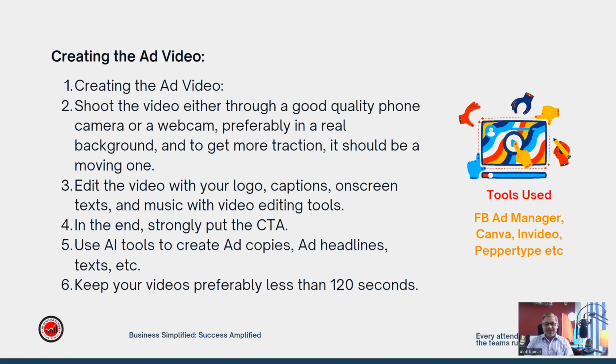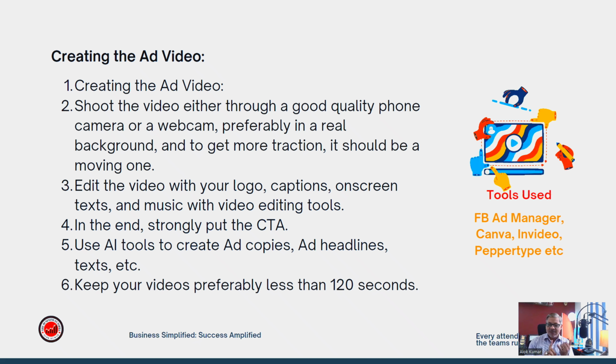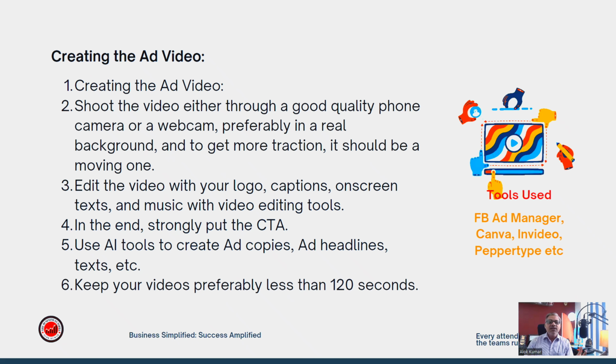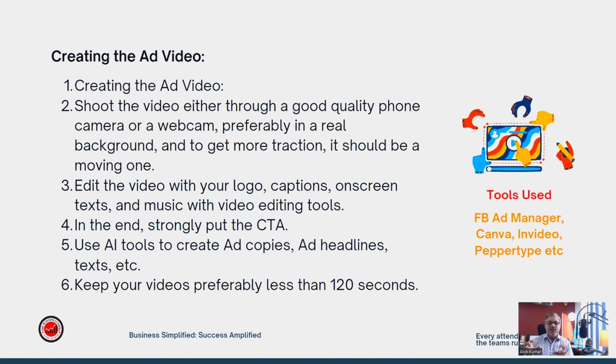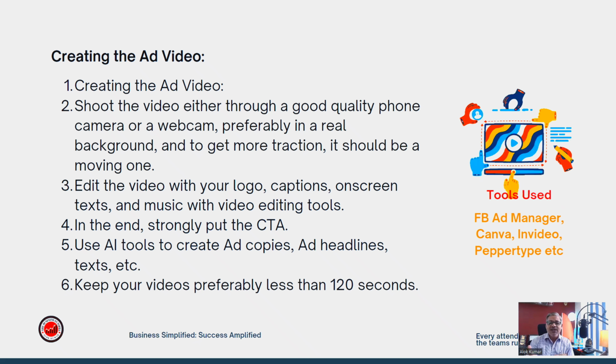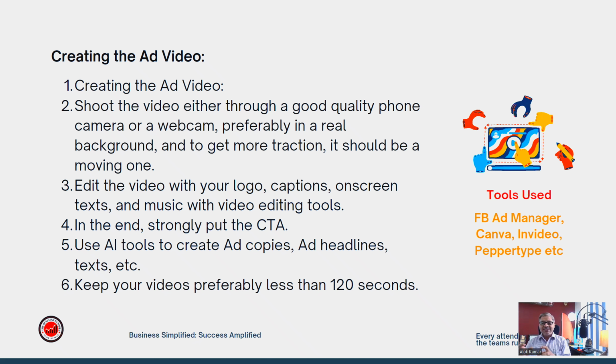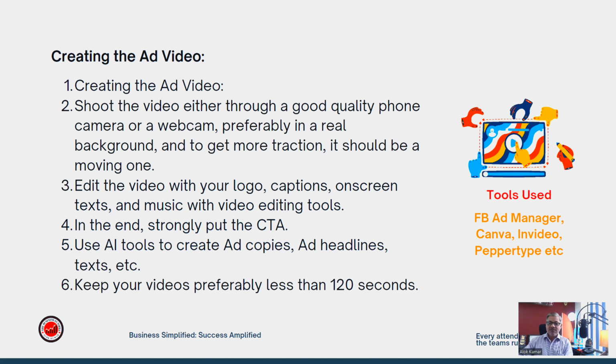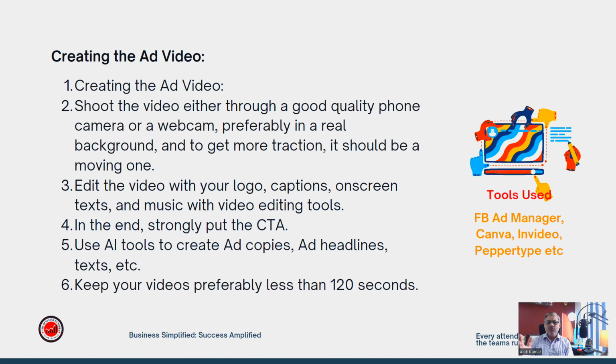So number 2 is done. Number 1 was creating the script, which you have already done. Number 2, you have shot your video. Now number 3 is you have to edit that video with your logo, captions, some text and media, which I have already told you in the Canva session, right? And in the end, as I said, you have to put a strong call to action button, like click on this button to do this, or sign up or learn more, something like that, right?